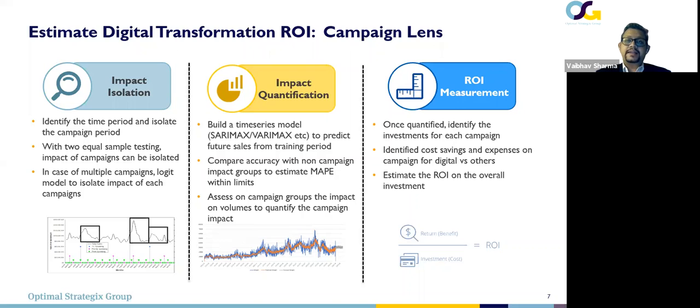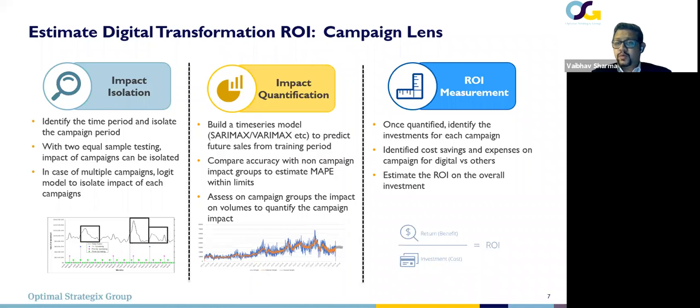the impact of any other campaigns, because at any given time there are multiple campaigns that you might be executing, right? So you could use a very simple logic model to identify what impact each of these campaigns has. That's again a part of isolation, wherein you do not want a collective impact being attributed only to the campaign that we are looking at currently. So to really be able to isolate that.